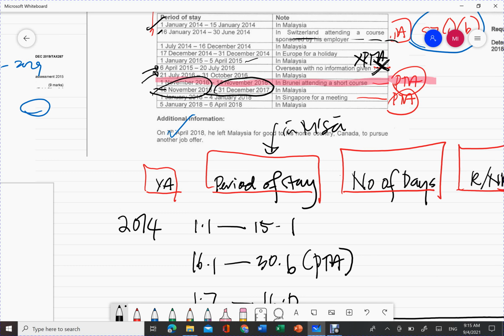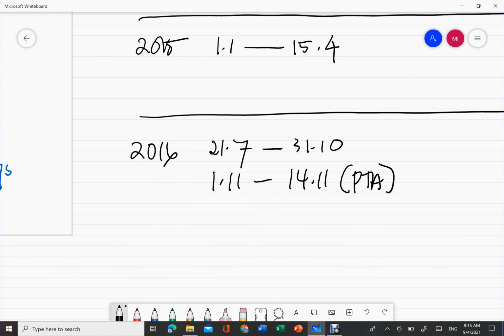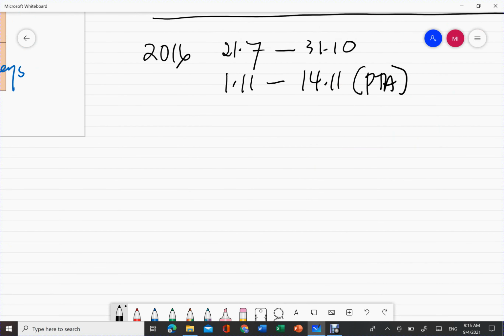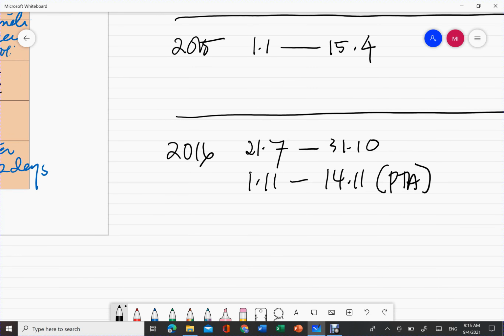This is year 2016 and this is year 2017. So for the whole year of 2017 dia ada kat Malaysia. Starting daripada 15 November 2016. So kita akan buat yang ni lah. 15 November 2016 dia ada kat Malaysia sampai tahun depan 31 Disember 2017.